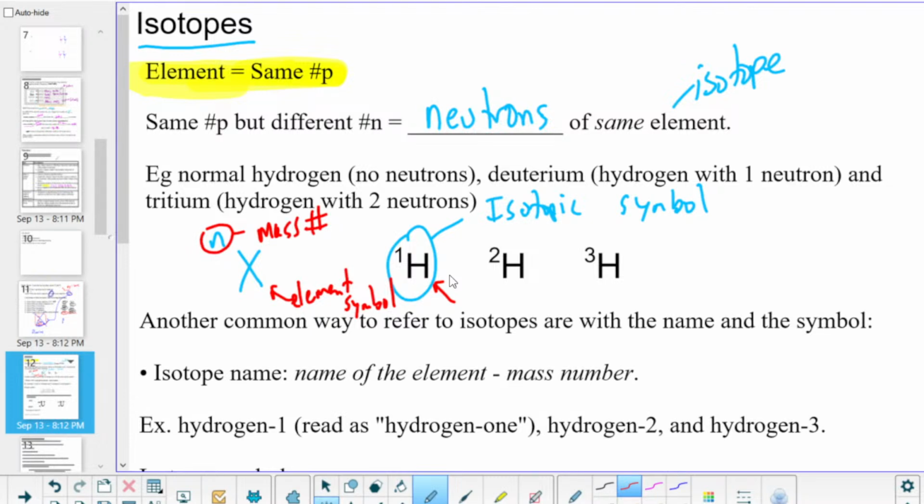Hands up when I get to the number that you want. So, number of neutrons for hydrogen, -2. No, do not put up.